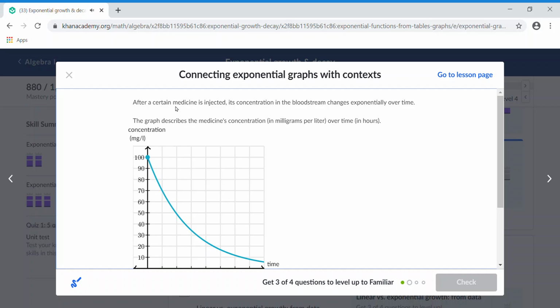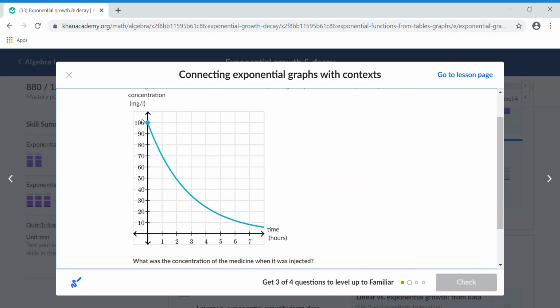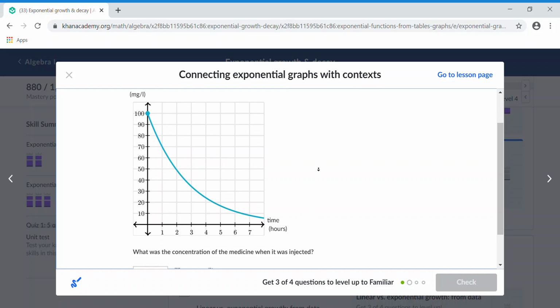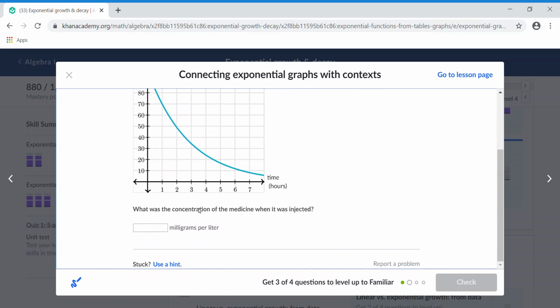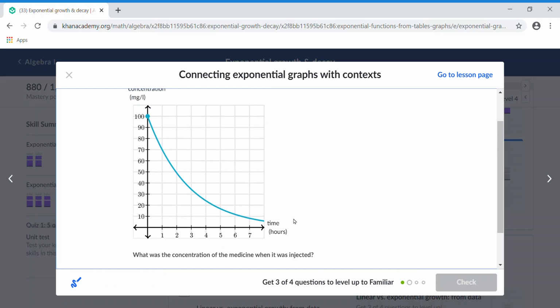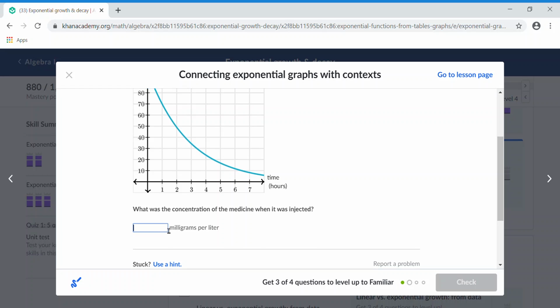Correct. After a certain medicine is injected, its concentration in the bloodstream changes exponentially over time. The graph describes the medicine's concentration in milligrams per liter over time in hours. Okay, so it is an exponential decay. What was the concentration of the medicine when it was injected? So the initial concentration was 100 mg per liter.